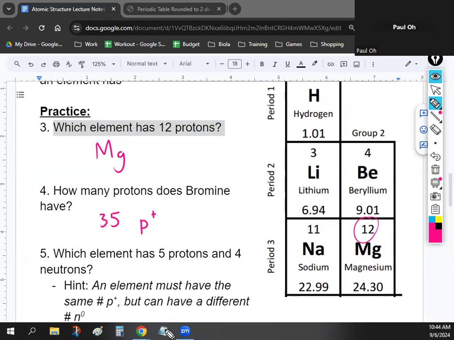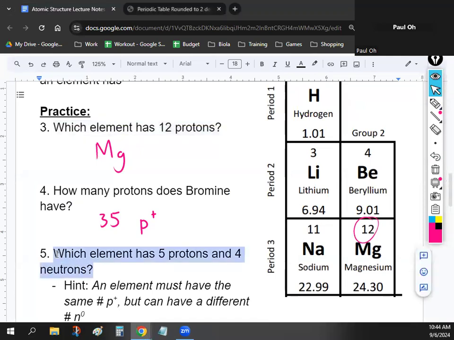All right, so let's go to number 5, and I'm gonna go over this with you guys because this is kind of a trick question. But like I said, the protons tell you what element it is, right? But like we learned before, there are different things inside the element, right? There's neutrons and there's electrons. Okay, so let's take a look at number 5. The question is asking which element has 5 protons and 4 neutrons. Okay, so this one's a little bit different because it's not just asking about the protons, it's asking about the neutrons. Well, we just talked about how the protons tell you what the element is.